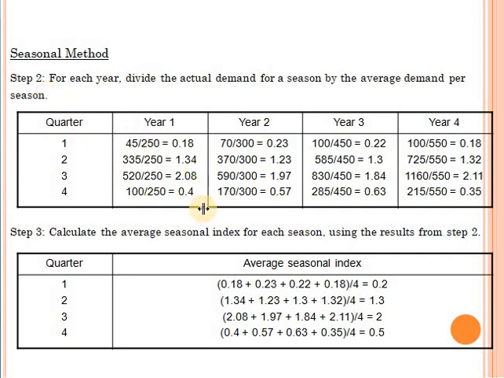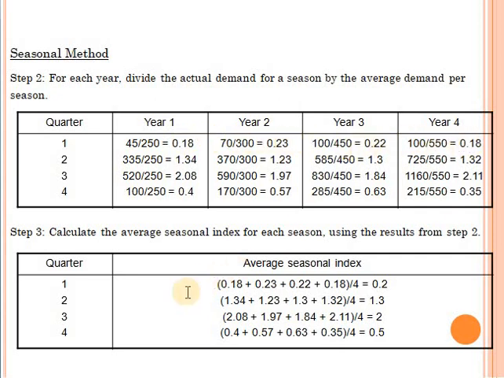I want to use the result of step 2 in step 3. What will I do? In this step, I want to calculate the average seasonal index for each season. So I got 0.18 for quarter 1, 1.34, 2.08, 0.4. Those are the values that I got for year 1. But for step 3, I want to take the values for each season. So please don't mix. Don't take the values that I got for year 1. I want to take the values that I got for season 1. So I will be looking at those values.